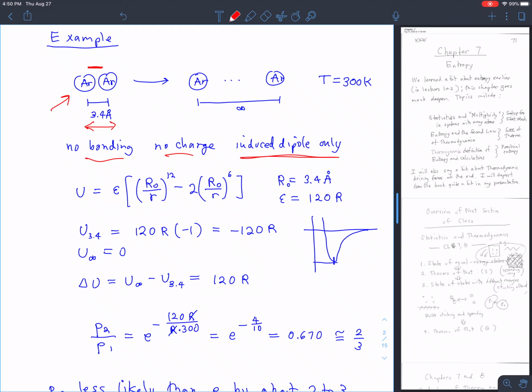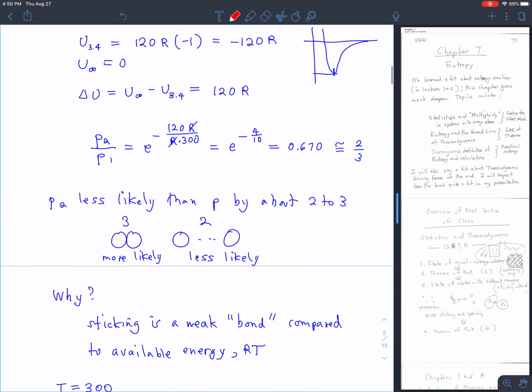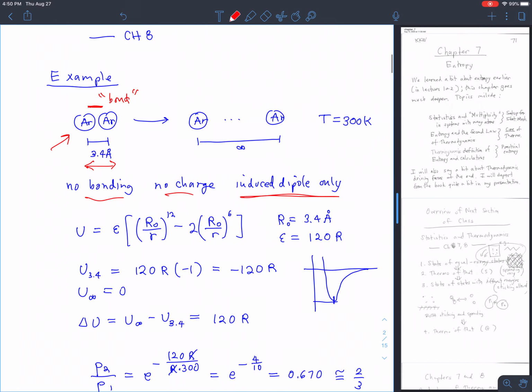That's the bond, quote unquote, right? It's not really a bond, it's just a van der Waals interaction, but that's the thing we're breaking. And the depth of that van der Waals interaction is controlled by this quantity epsilon, and when the distance between the two argon atoms is equal to this quantity R0, which in fact is 3.4 angstroms, then this whole quantity is a 1.